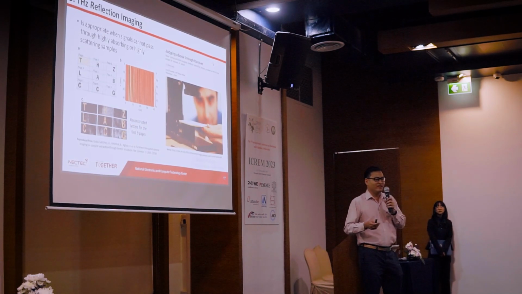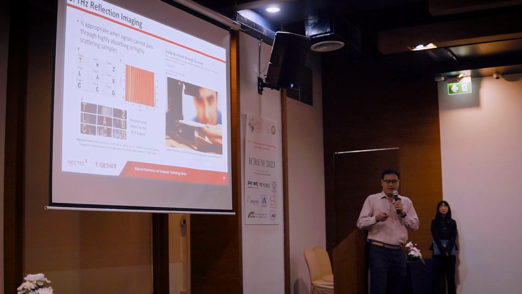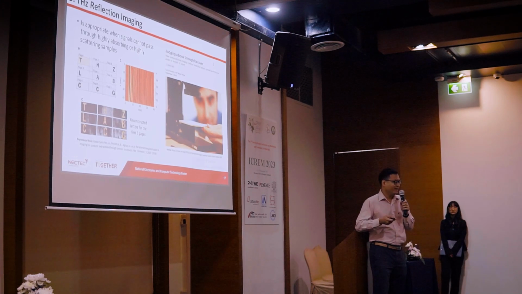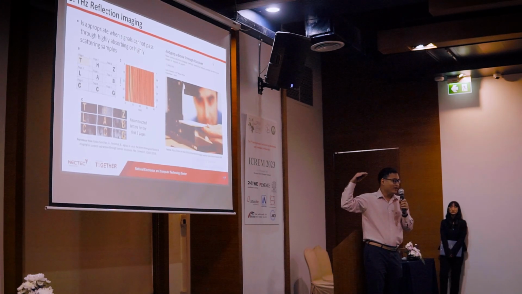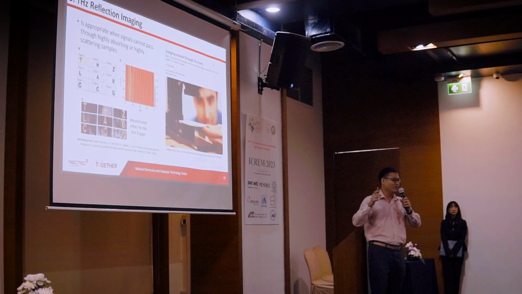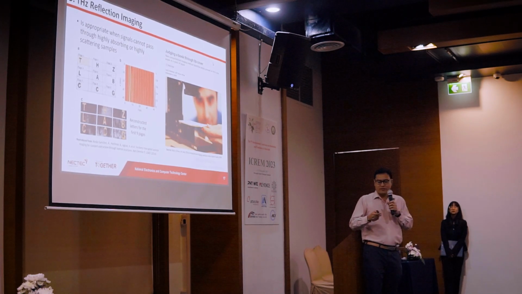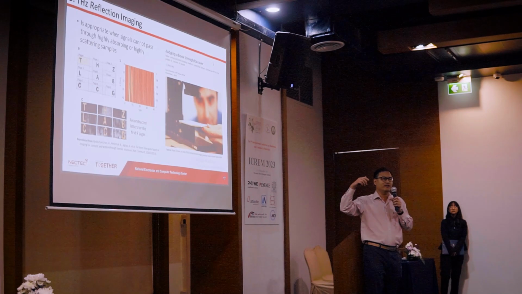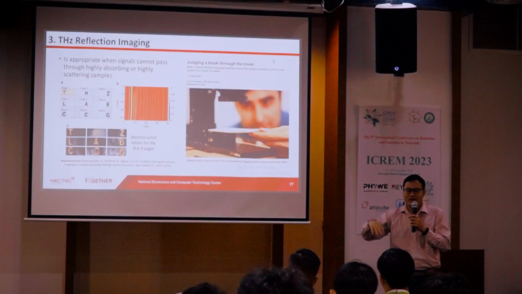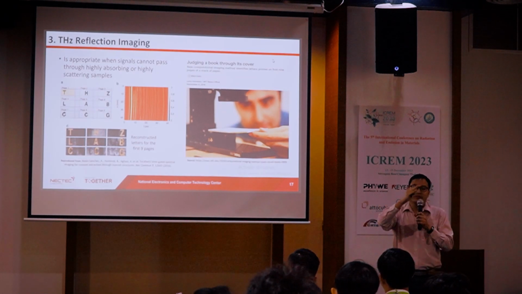Another kind of terahertz imaging is, let's say you have samples that are very absorbing and scattering, that the signals cannot penetrate through at all. That way, you cannot do transmission imaging. You have to do reflection imaging. So reflection imaging is done by having terahertz signals penetrating within the sample surface a bit, and then the signals get reflected to the detector.